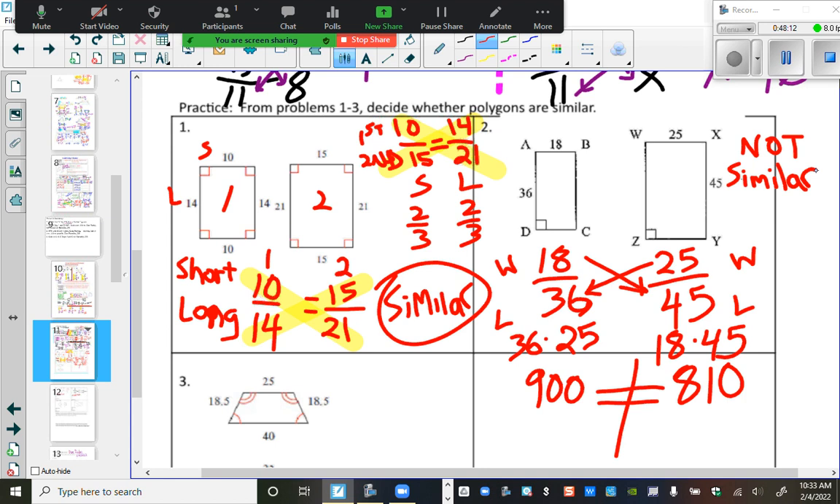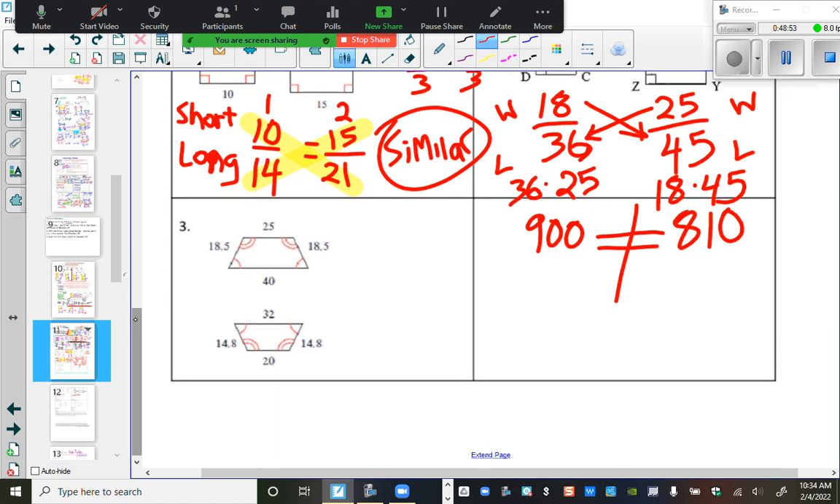All right, questions on number two. And again, is that the only way we could have figured that out? No. You could have divided 18 over 36, that's 0.5. 25 over 45, that's 0.5 something, 0.566 or something. But it's different. The two are going to be different in the end. So yeah, this is not going to work. All right, let's look at the bottom.